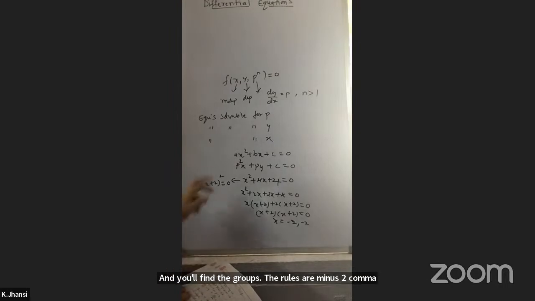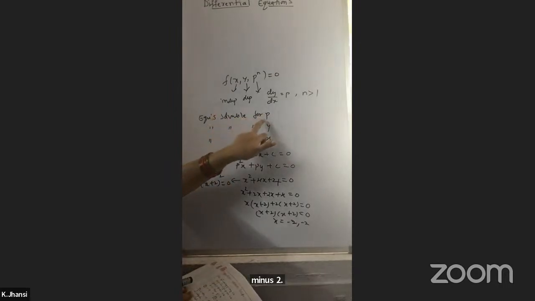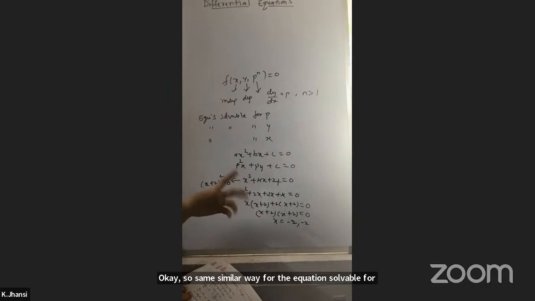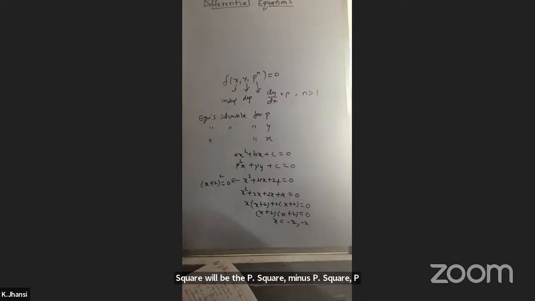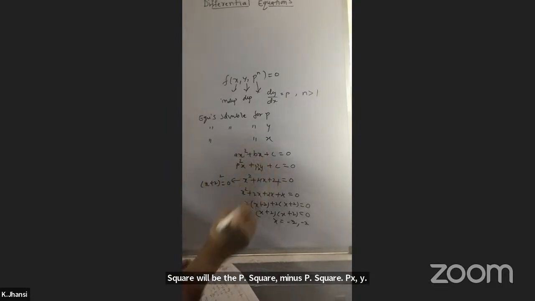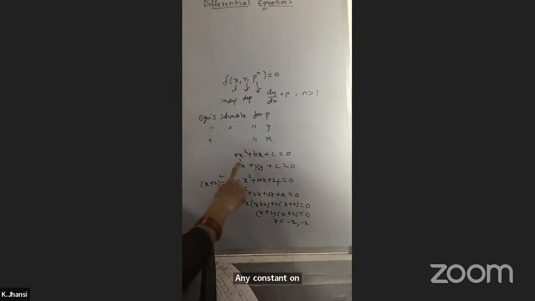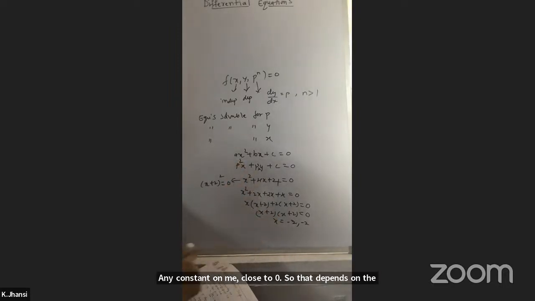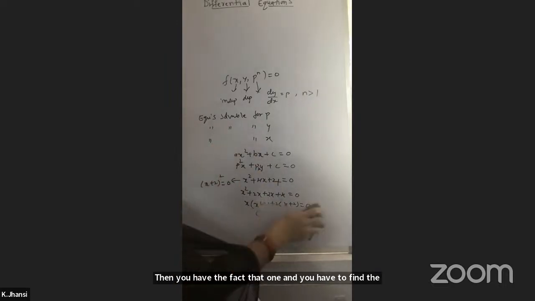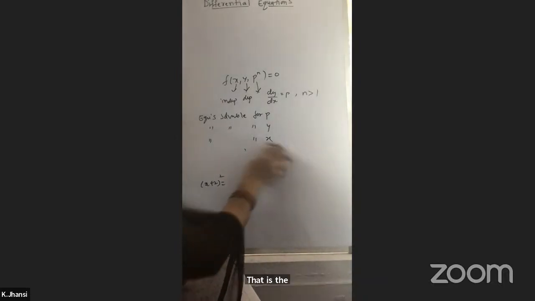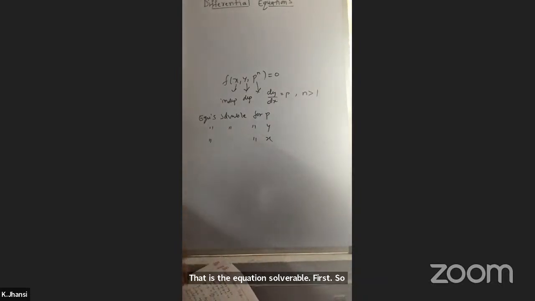Okay. In a similar way, equations solvable for p will be in the form of p square, x, or else only p square will be there, p square minus pxy, so x and y both the variables will be there, plus c, any constant term, equals 0. That depends on the given question. Then you have to factorize it, find the roots, and find the general solution. That is the equation solvable for p. Example problems are in your textbook.